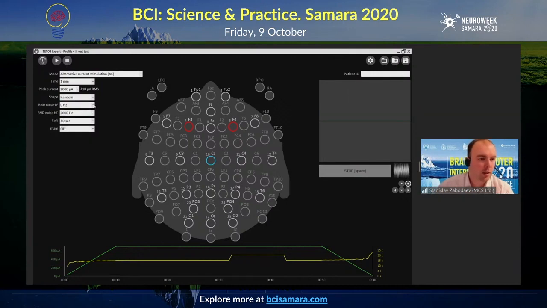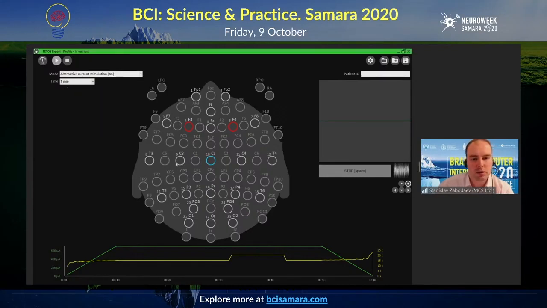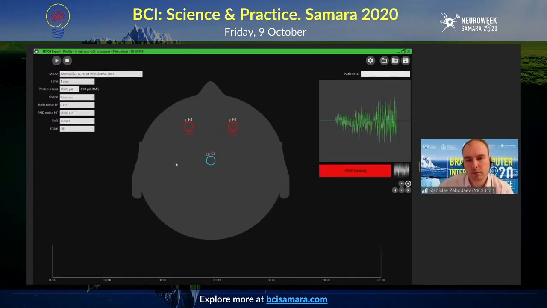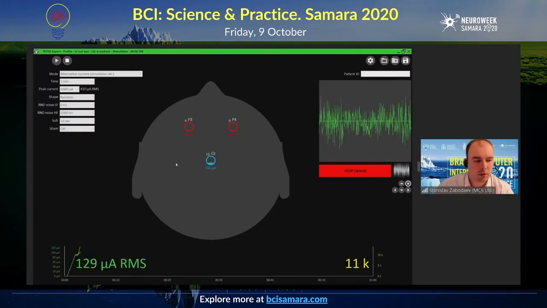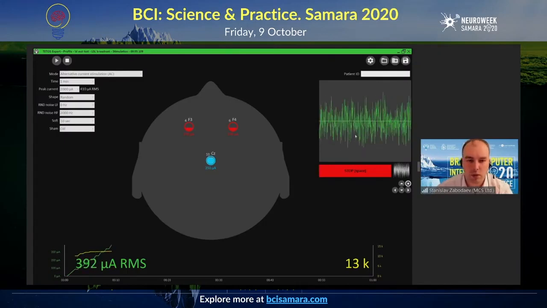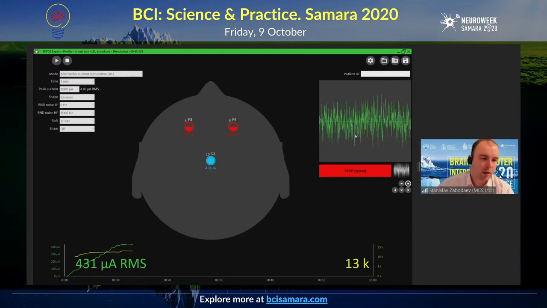Let me show you the random stimulation, which I had mentioned previously. Here you can select the range for the random noise filtration, and the rest will be the same. Let's see what it's gonna look like. So that's how it looks. And there's a signal right now which looks like noise.